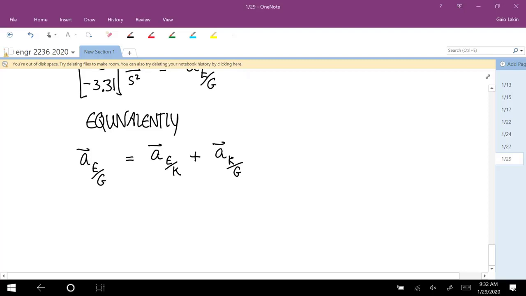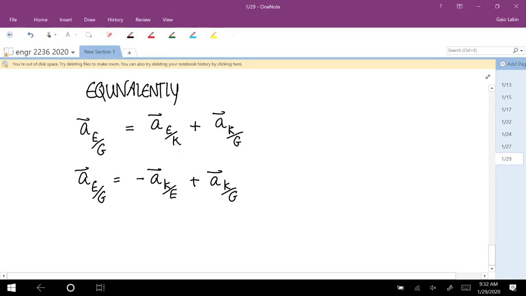Then this one makes sense, the elevator relative to the ground. This one makes sense, the keys relative to the ground. The one that we don't have any expression for is the acceleration of the elevator relative to the keys. So just use the flip the subscript, flip the sign thing. You get the acceleration of the elevator relative to the ground is equal to negative acceleration of the keys relative to the elevator plus the acceleration of the keys relative to the ground.